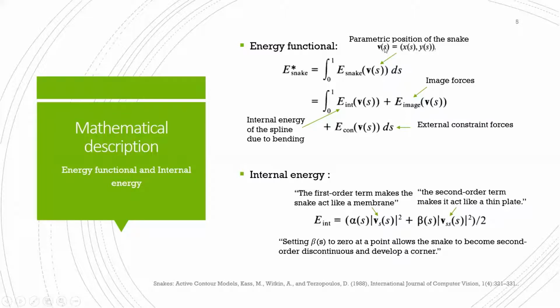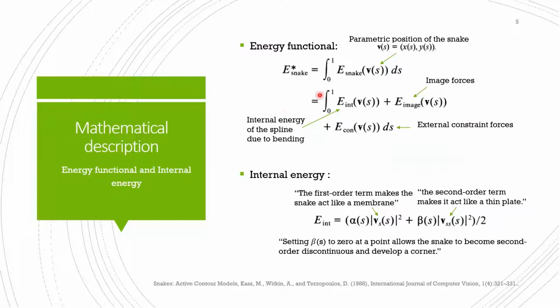v(s) is the parametric position of the snake. s is the position along the curve, like the arc length of the snake. The total energy of the snake is the integration of the energy at each point of the snake along the curve. And here 0 to 1 means we have assumed the head of the snake is 0 and the tail of the snake is 1, so that from beginning to end, it is integrating all energy.